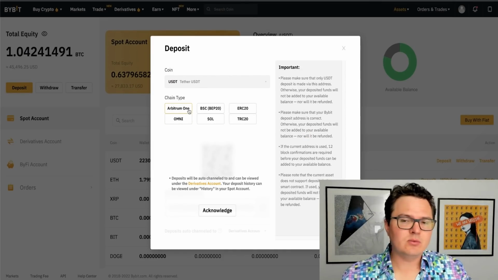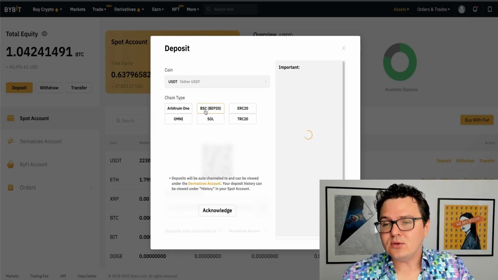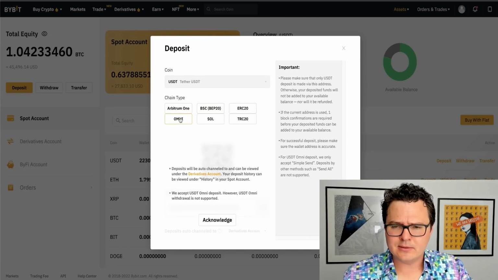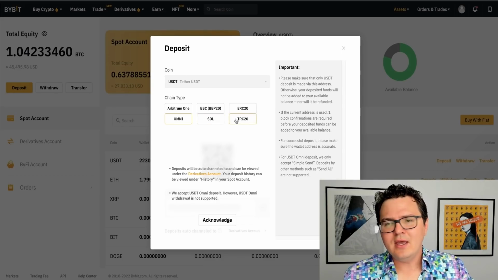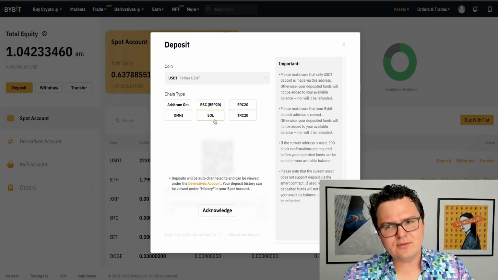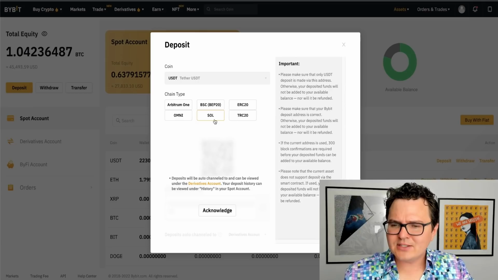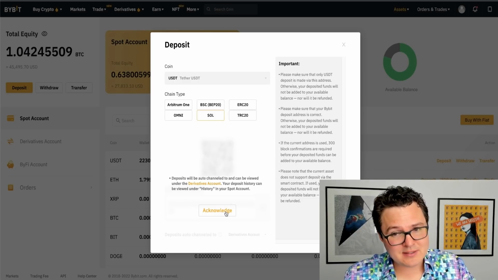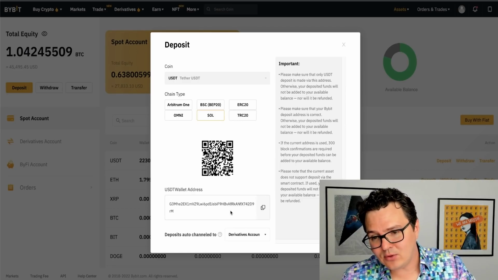So you can actually use Arbitrum, which is layer 2 Ethereum. You can use the Binance Smart Chain. You can use Ethereum. You can use the Omni network, which is the old school way to transfer Tether around. You can use the Tron network, or you can use the Solana network, which is actually what we're going to use today. So we'll be doing a Solana blockchain-based deposit for USDT stablecoins.